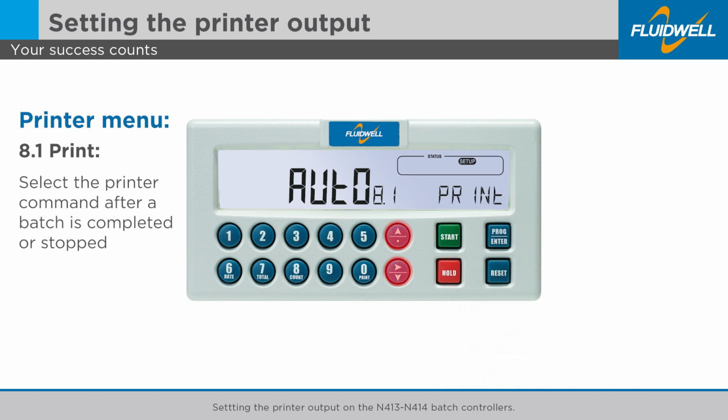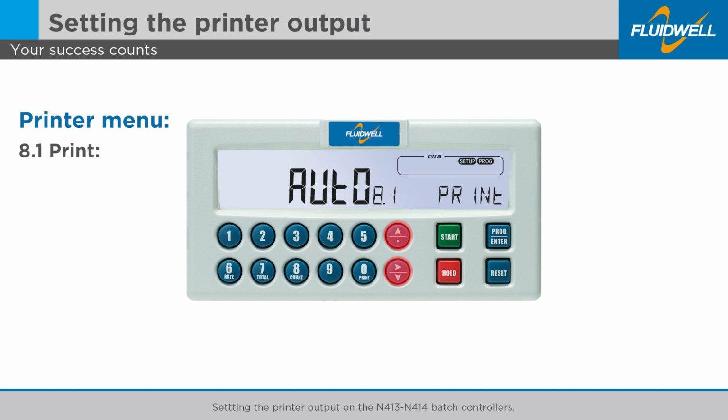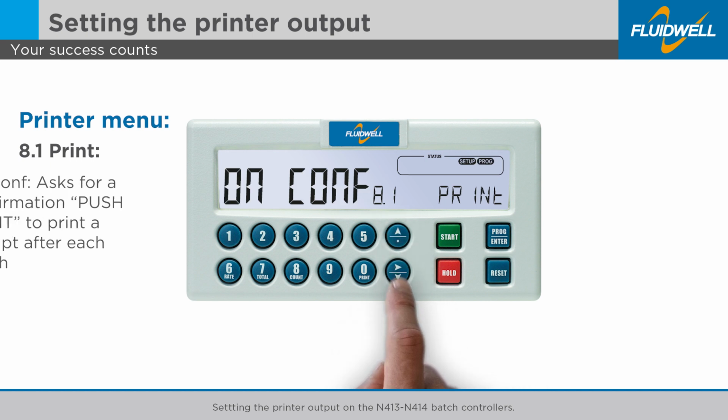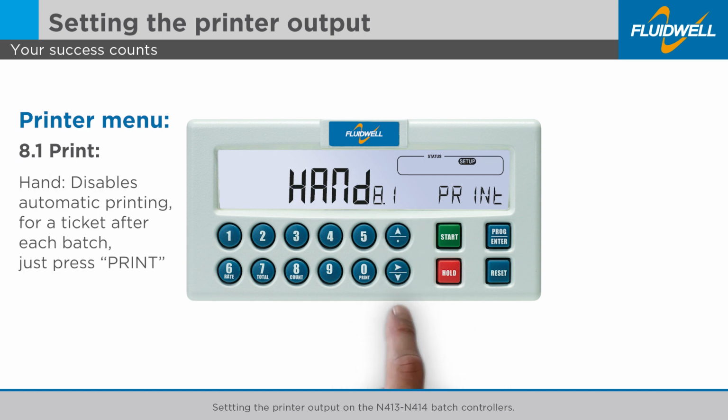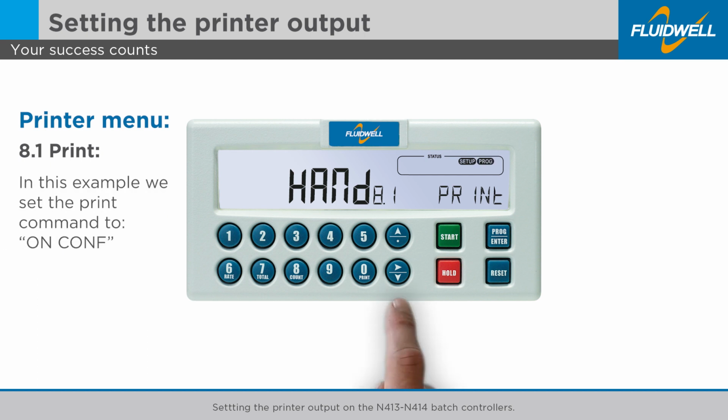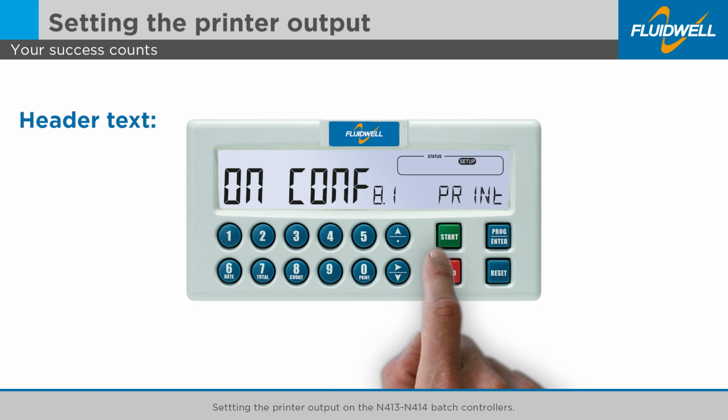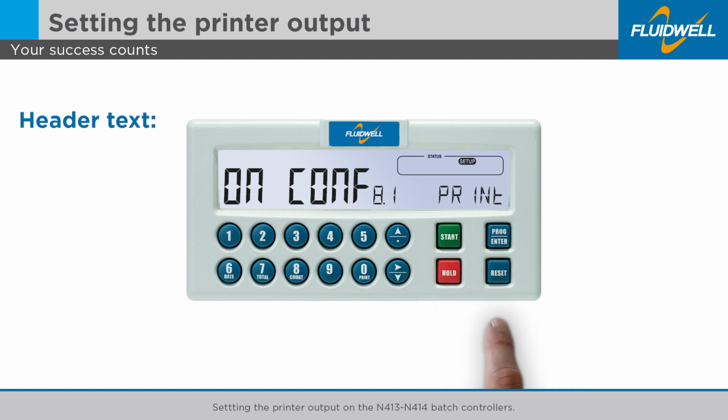You can use the arrow buttons to change the setting. Auto enables an automatic print command after each batch. OnConf asks for a push print confirmation to print a receipt after each batch. Hand disables automatic printing. For a ticket after each batch, just press Print. Press Prog to store this setting.